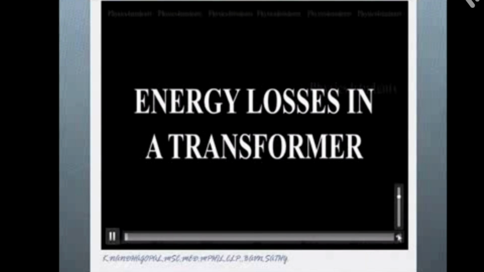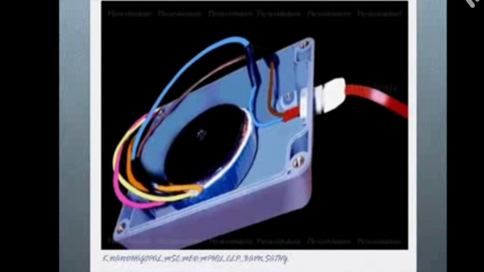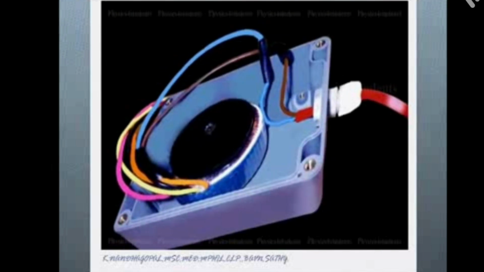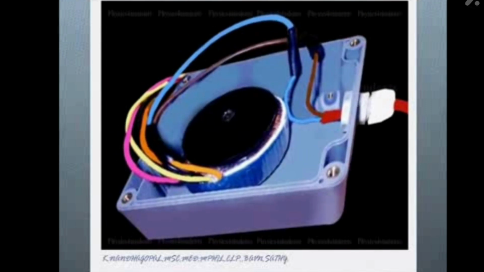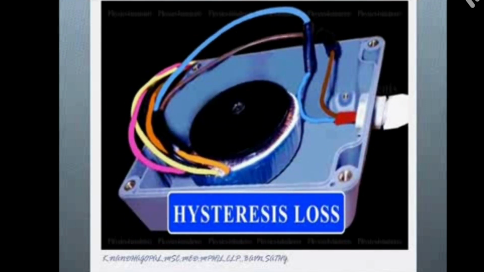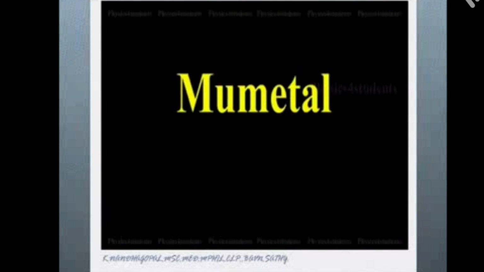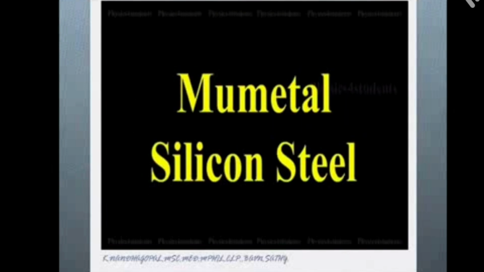The first one is hysteresis loss. Hysteresis loss means the magnetization and demagnetization. When the current flows through the coil, it becomes a magnet. When you stop the current, it demagnetizes. So magnetization and demagnetization occur continuously, and due to that it loses energy. That loss is called hysteresis loss. This loss can be minimized by using a core with a material having the least hysteresis loss. Mu metal is an example of a least value, and silicon steel also. So this is the first energy loss, hysteresis loss.